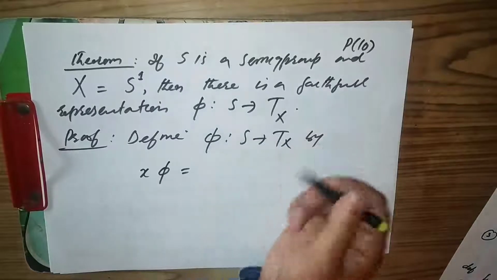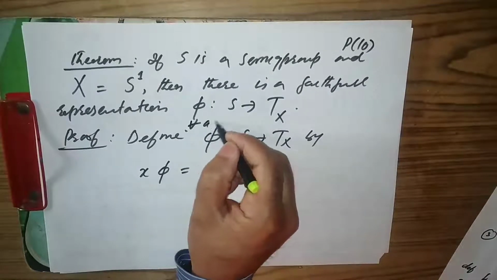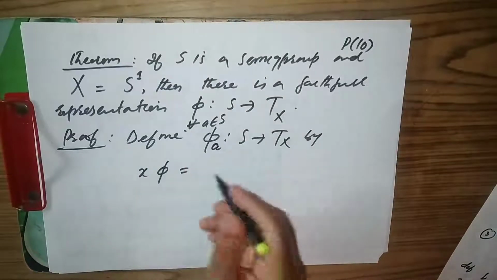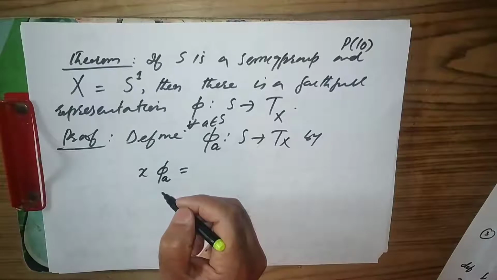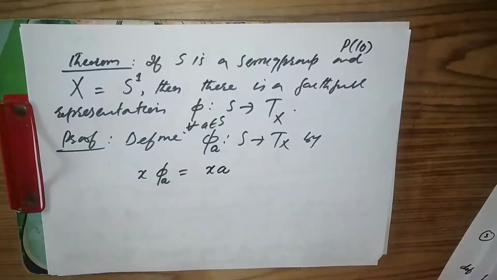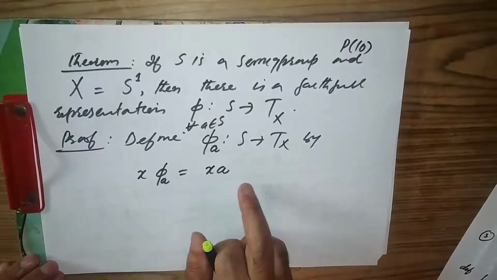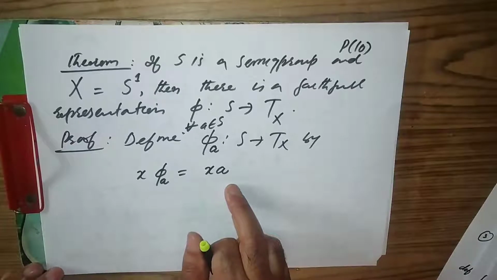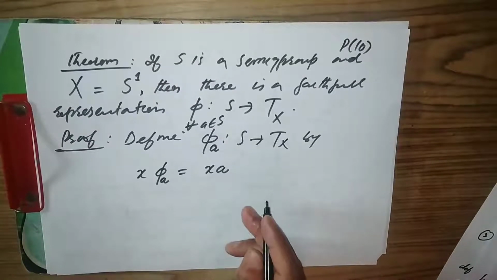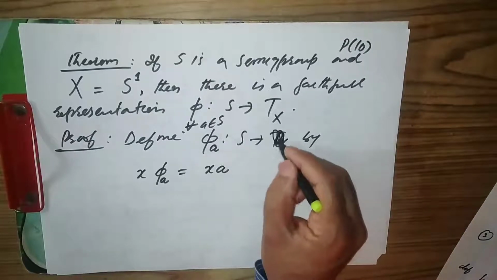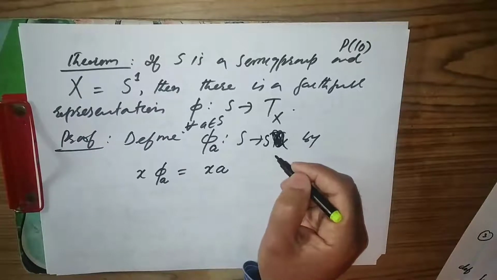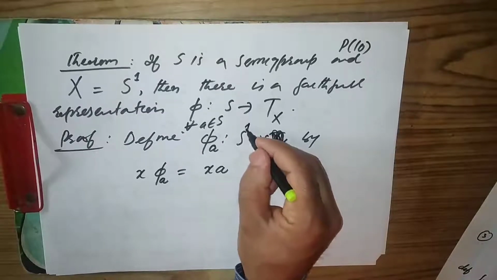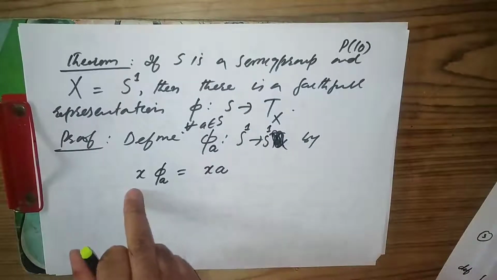For all a in S, define a map phi a. Like in the case of Cayley's theorem, we define the map phi a by just the product, x a. First we define, for all a in S, a map phi a from S1 to S1, by x phi a is equal to xa.